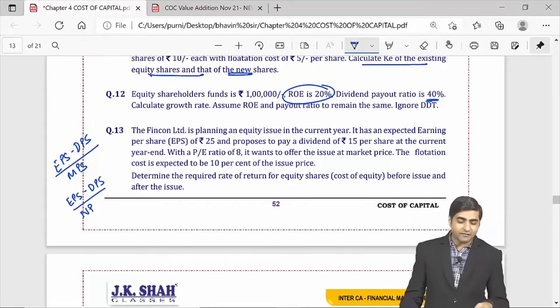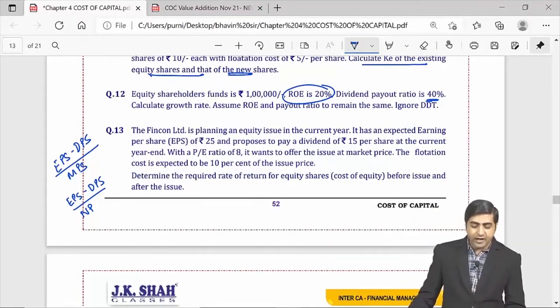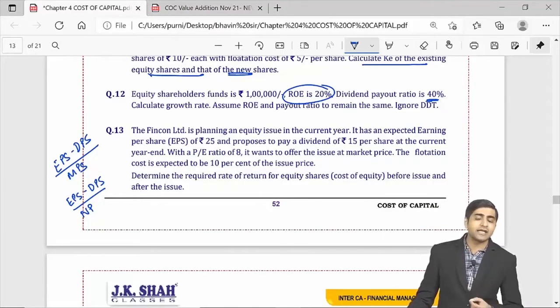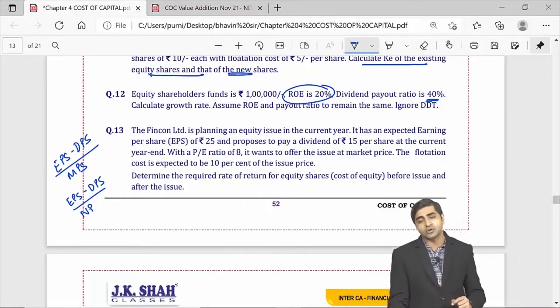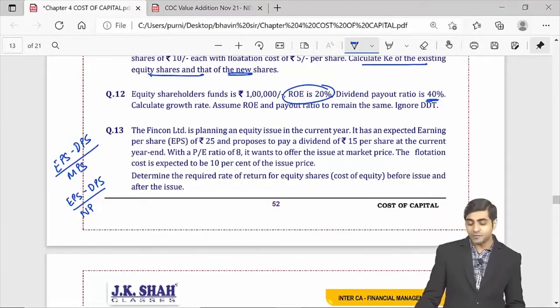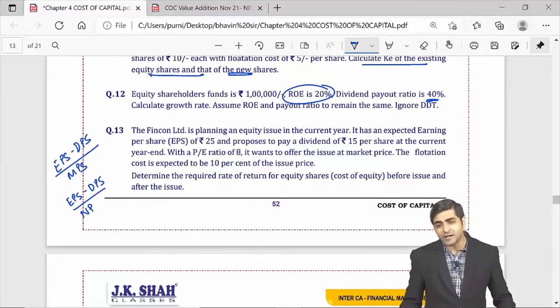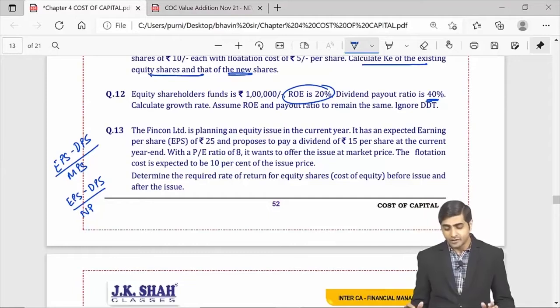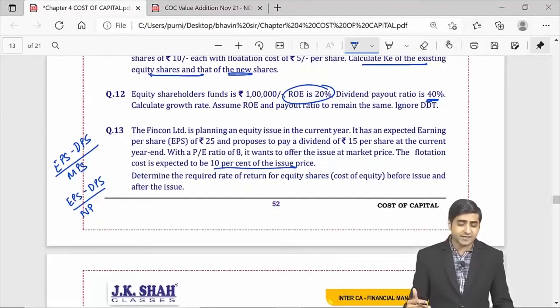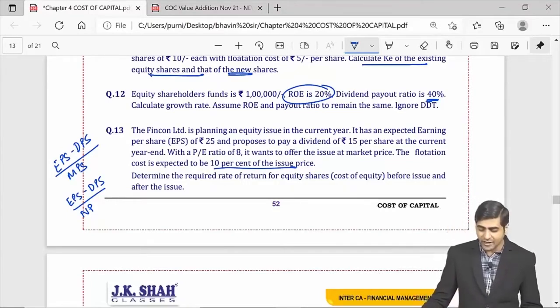So always remember that first you will calculate the growth rate here, and to calculate your market price, your P/E ratio is given to you, so you can simply take EPS and multiply that by your P/E ratio. So that's how your market price will be calculated. And from that market price, you need to subtract your flotation cost, if any, and your flotation cost is 10% of your issue price, and that's how the net proceeds will also be calculated.